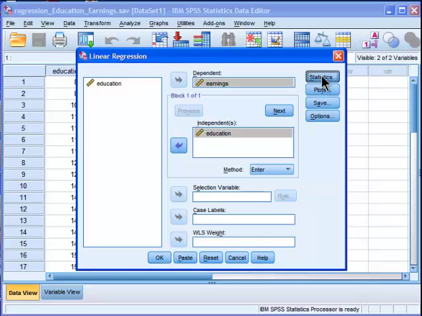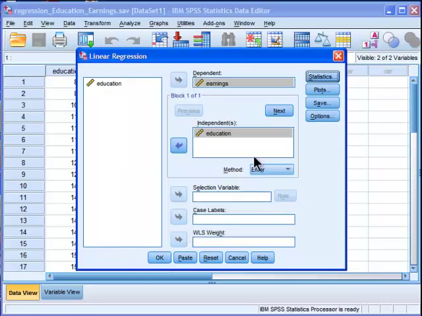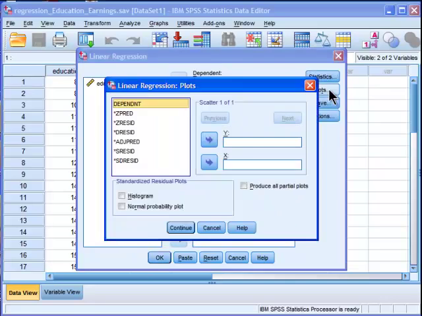Now, what statistics do I want to be outputted from SPSS in addition to the automated, already checked output values? I also want confidence intervals. I like to look at the confidence intervals, and I like to look at descriptives. You wouldn't use R-squared change in this. That would be more for a multiple regression analysis, and part and partial correlations as well. Collinearity diagnostics are also multiple regression. So confidence intervals, model fit, descriptives, and estimates. Continue. What kind of plots will I want to look at?